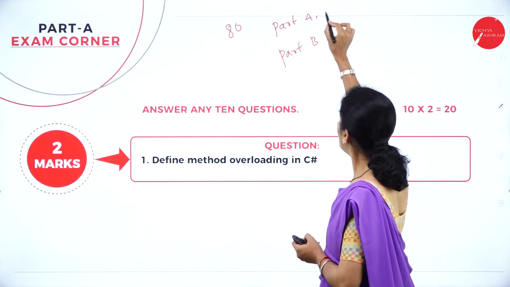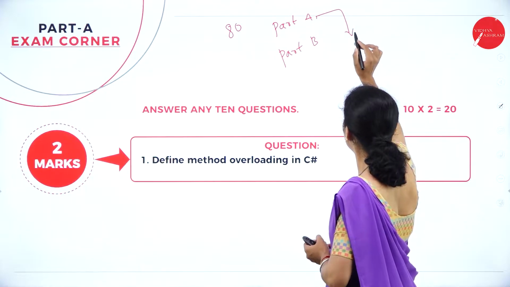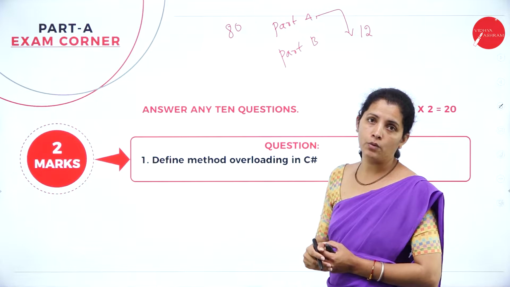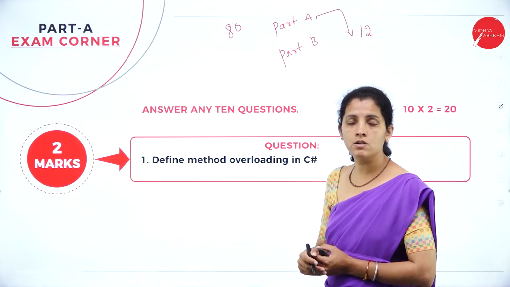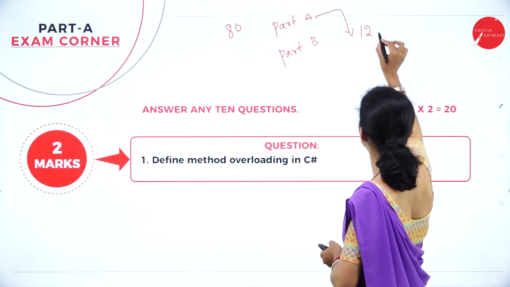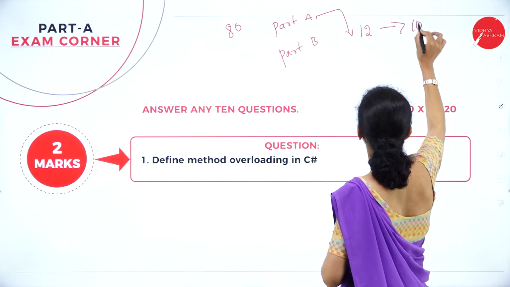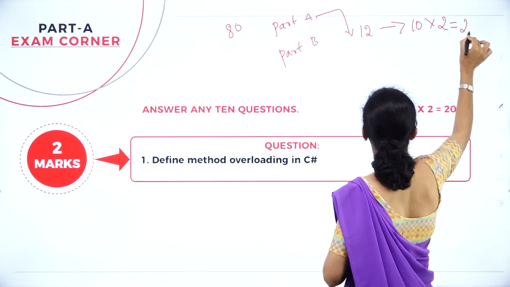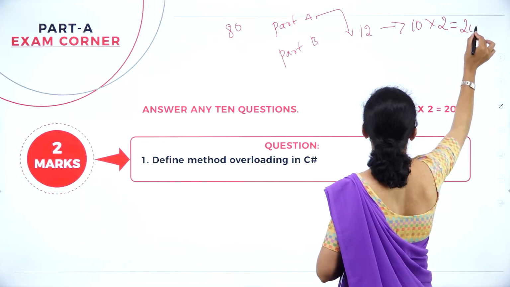Under part A, I'm going to get 12 questions. Out of 12 questions, I have to answer only 10 questions. And each question carries 2 marks. So 10 into 2, it is 20.